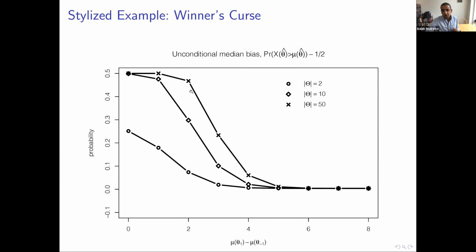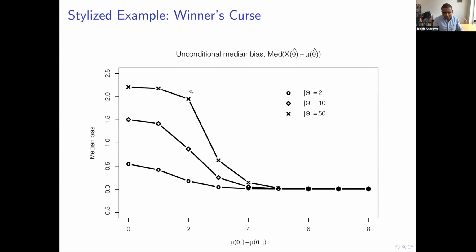Similar story with 50 treatments. If instead of thinking about overestimation probabilities, I prefer to think about the median estimation error, the picture is qualitatively similar, just the magnitude of the bias keeps getting worse as I add more treatments.